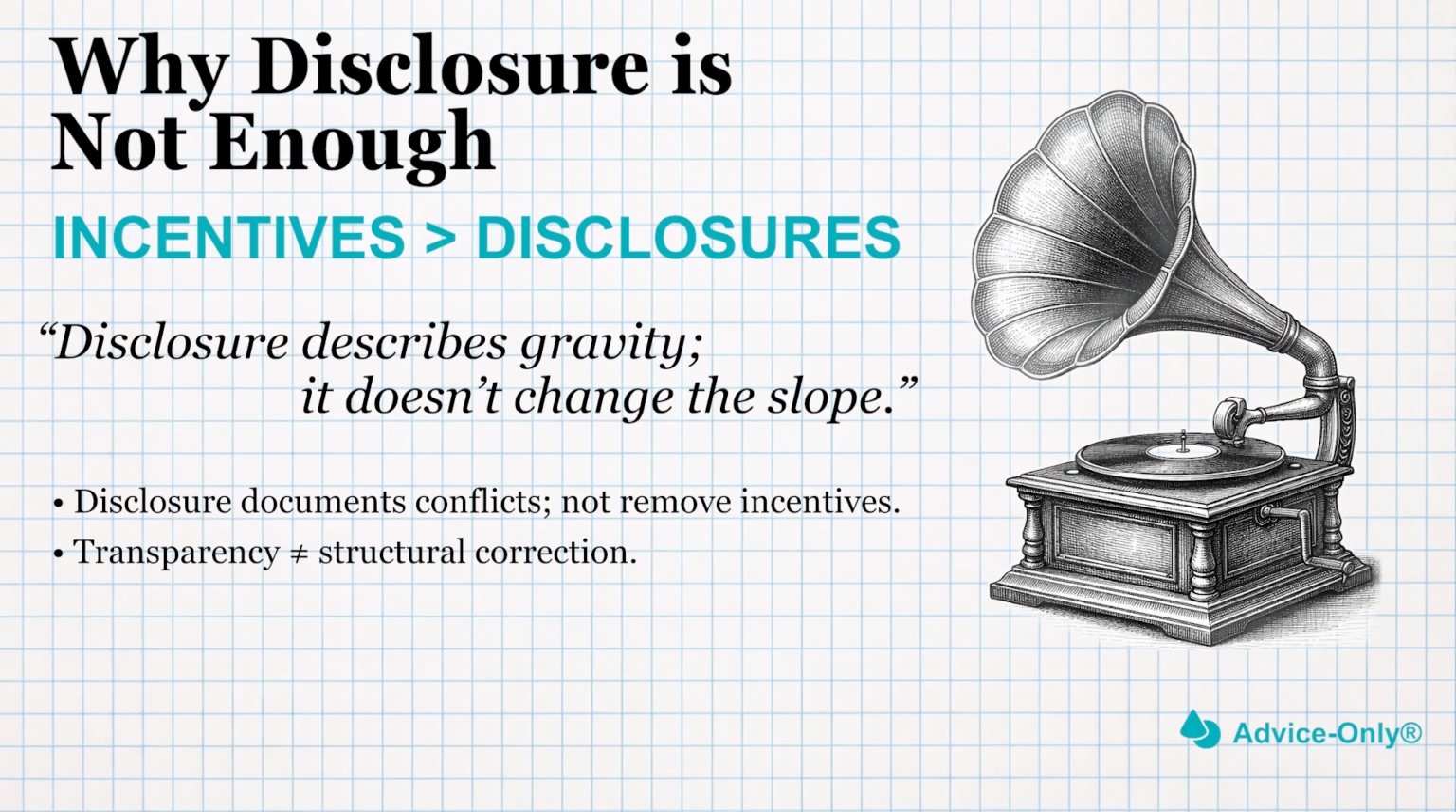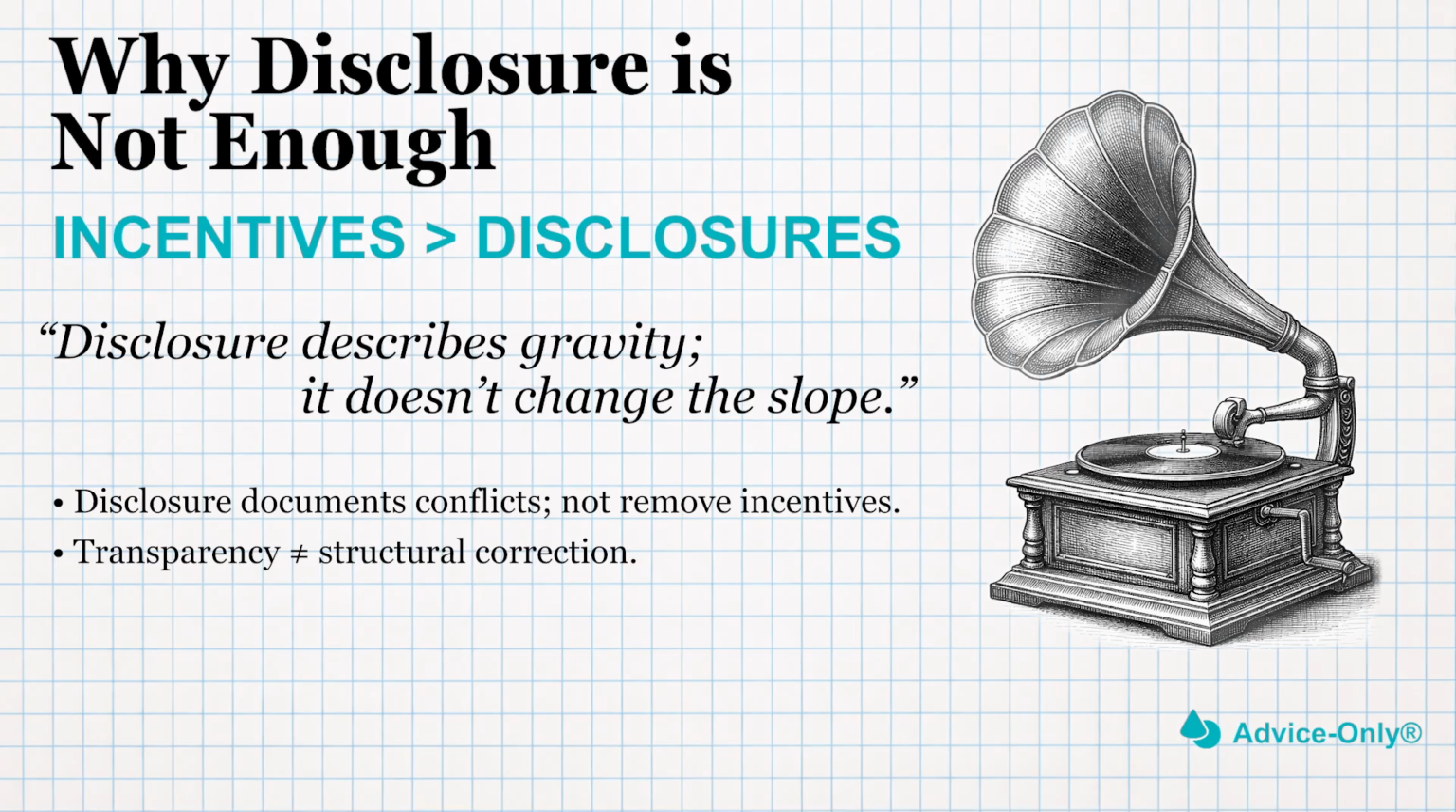But disclosure does not remove incentives. It just tells clients they exist. Disclosure informs the client that a conflict exists, but it does not eliminate the conflict itself. The system continues to operate exactly as before. A firm can disclose that it is paid based on assets under management. That disclosure might be clear, prominent, and repeated, but that does not change the fact that keeping assets invested is still how the firm makes money. The incentive remains embedded in the revenue model.